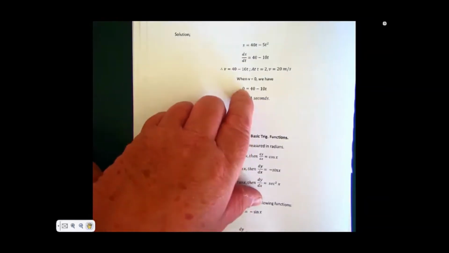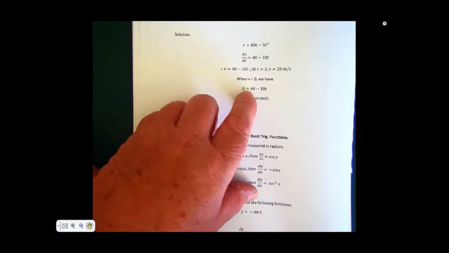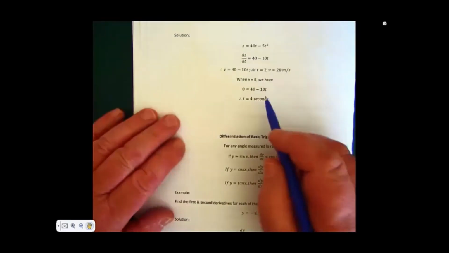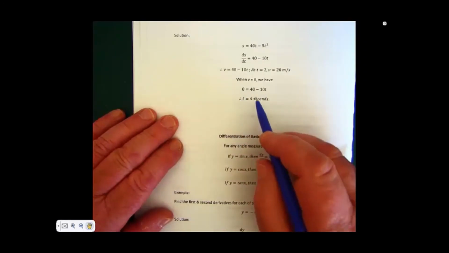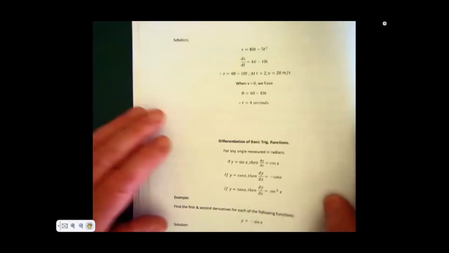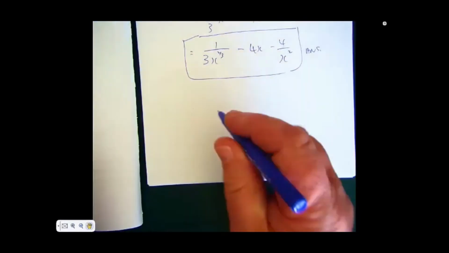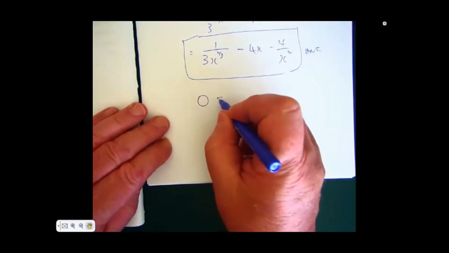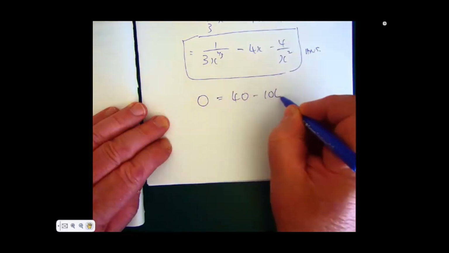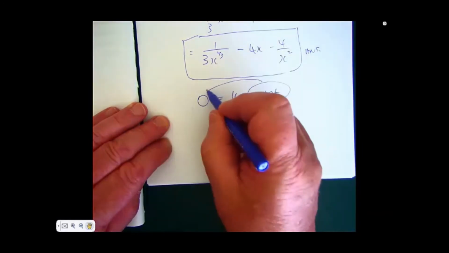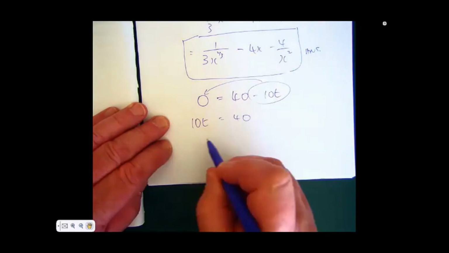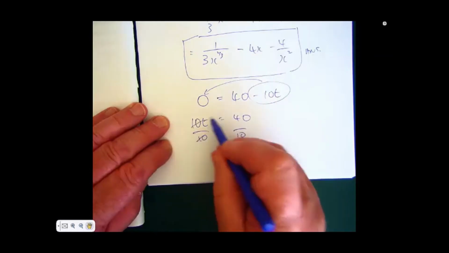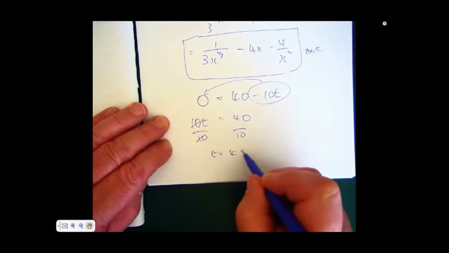Now, when v is nothing, we put nothing equal to this, and this involves a little changeover. The minus 10t can come across and become plus 10t. 10t equals 40, so t equals 4 seconds. How you would show that is as follows. 0 equals 40 minus 10t. Remembering what we've gone through before, minus on that side becomes plus, so quite simply, and then I can divide this out by 10. t equals 4 seconds, which is what the answer is in the book.